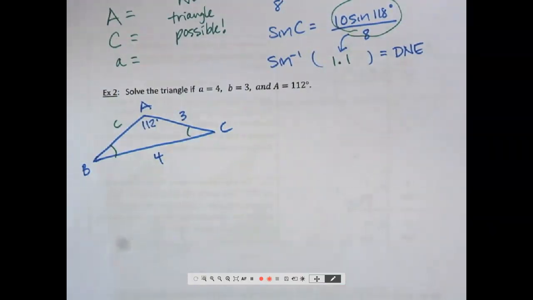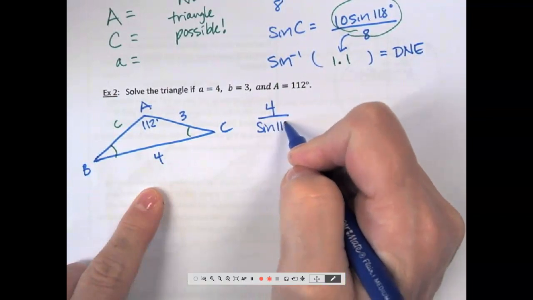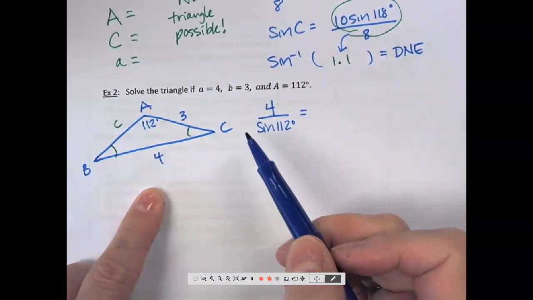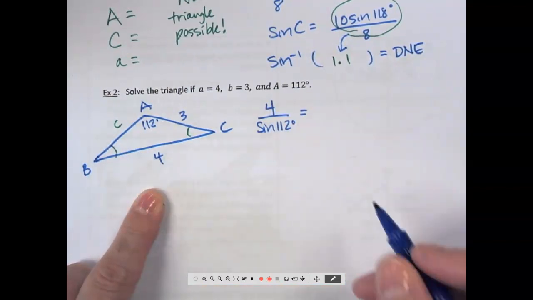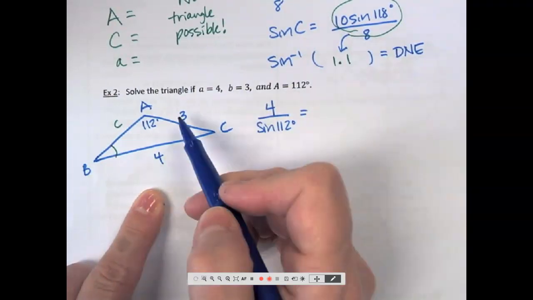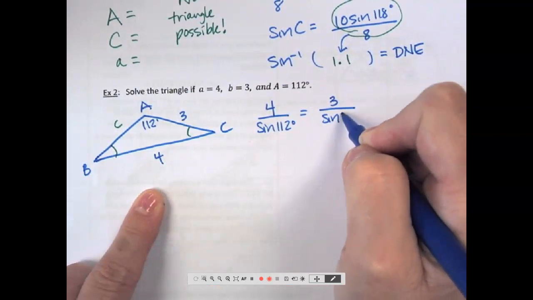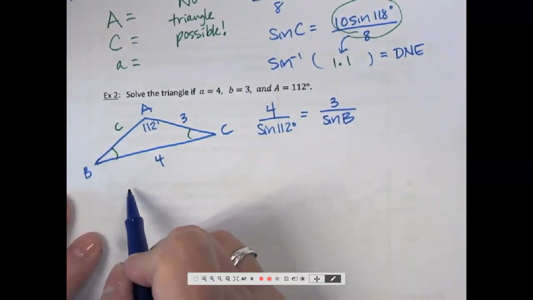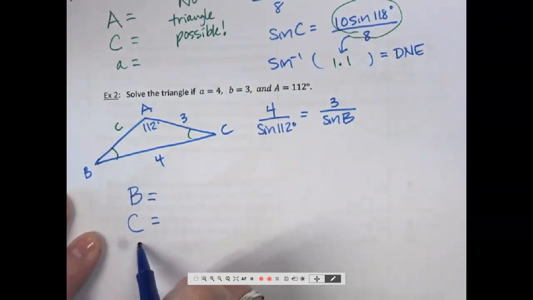All right, so we're going to set up law of sines. I'm going to say 4 over sine 112 equals, what do I have to use? The C's or the B's? The B's, because I know side B. So I set up 3 over sine of B. Okay, so what's missing is angle B, angle C, and little c.